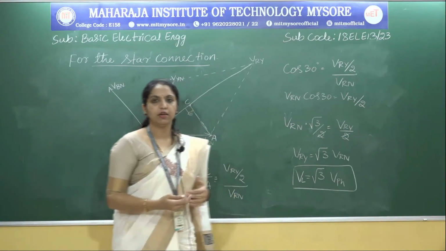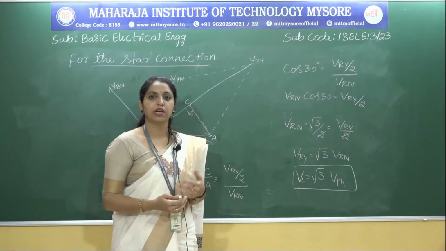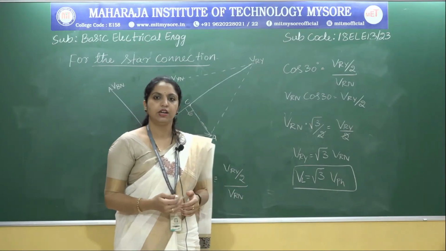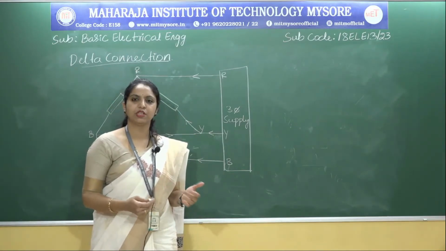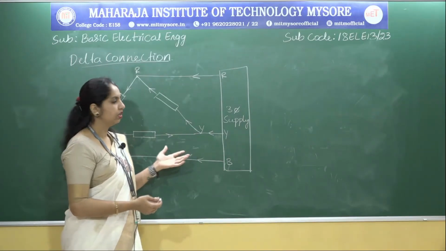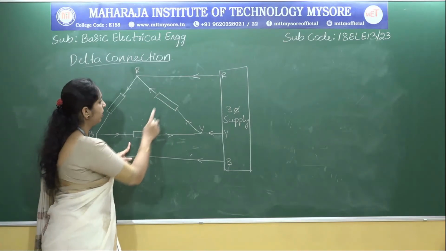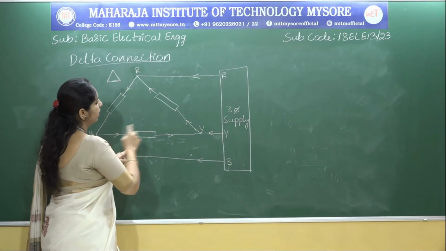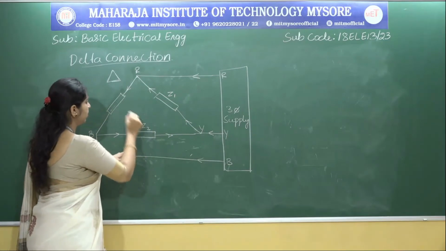Now let us see the same relationship, that means the relationship between the line values and the phase values, both in terms of the current and the voltages in delta connection. So now look at the circuit carefully. These impedances are arranged in the form of delta, like this, and these are the impedances, so we can call them Z1, Z2, Z3.